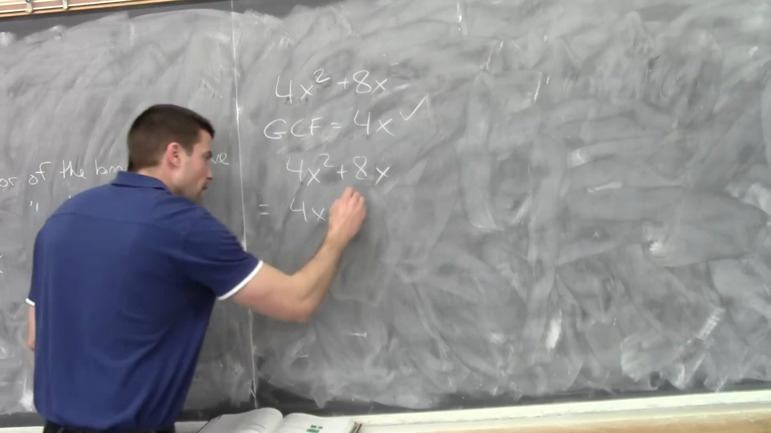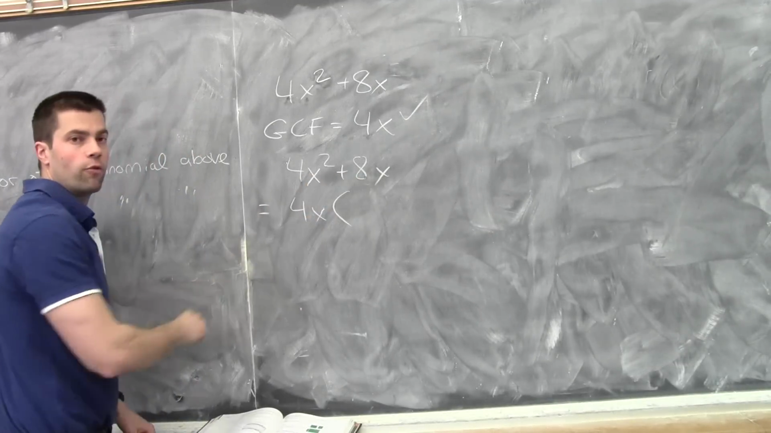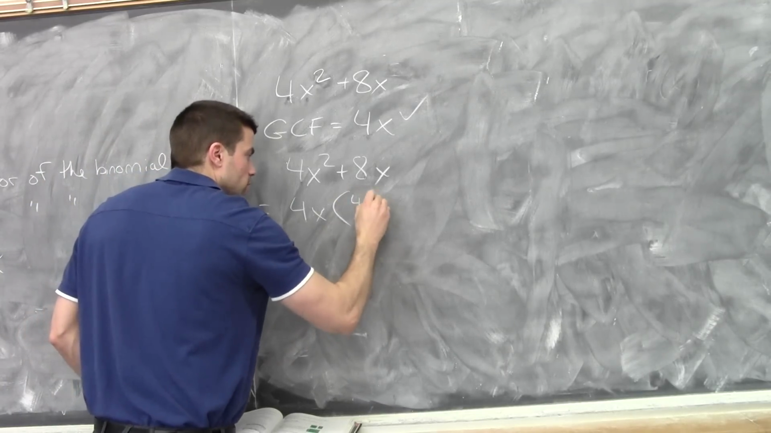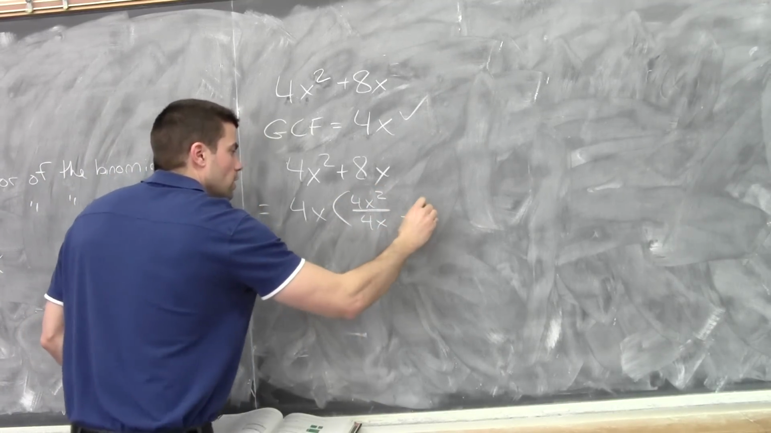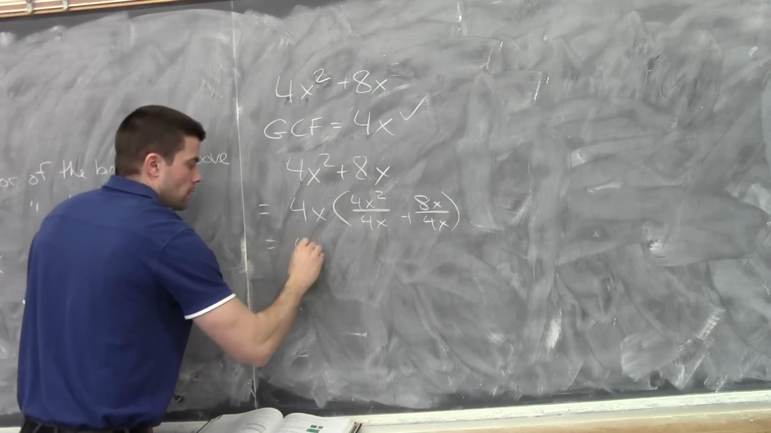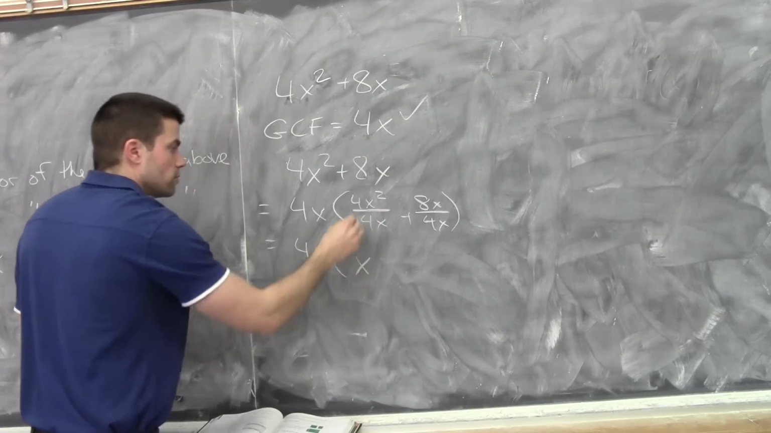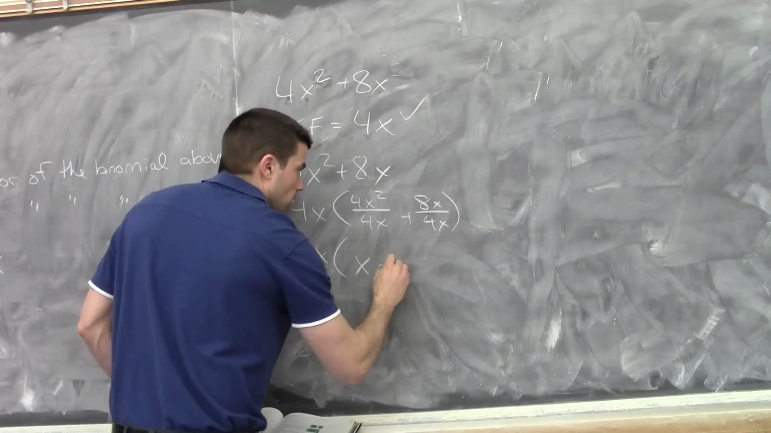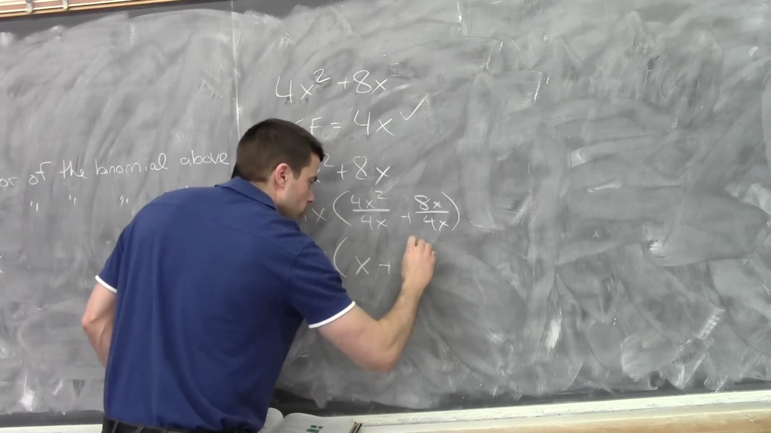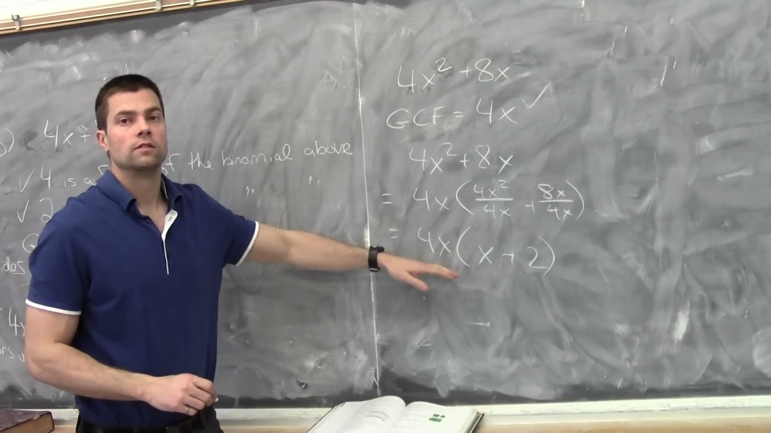Okay? Now we put a pair of brackets. And we divide each term in the binomial by 4x, because it'll show us what's left. So we do 4x squared divided by 4x plus 8x divided by 4x. And it's 4x squared divided by 4x is just x, because the 4s cancel to 1. And exponent law, 2 minus 1 is 1, so x to the 1, we don't need to show it. And this is 2. Okay? So there, I've factored this now.